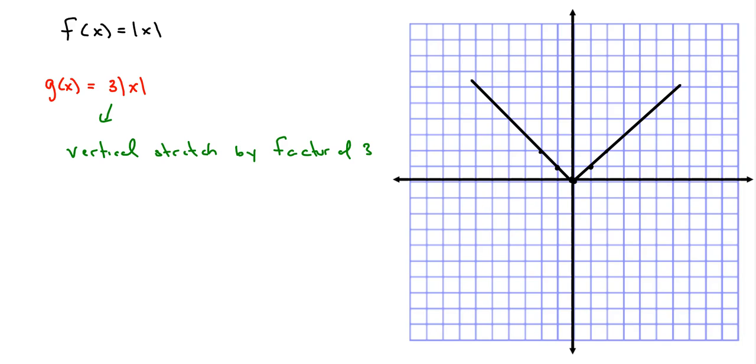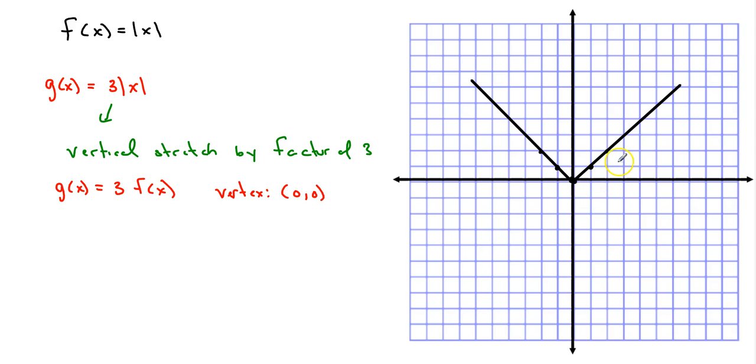If we rewrite g of x in terms of f of x, we could say that g of x equals 3 times f of x, with the 3 on the outside. My vertex here, the vertical stretch or shrink does not affect the vertex. The h is 0, the k is 0, so my vertex is still 0, 0. And now let's graph this.